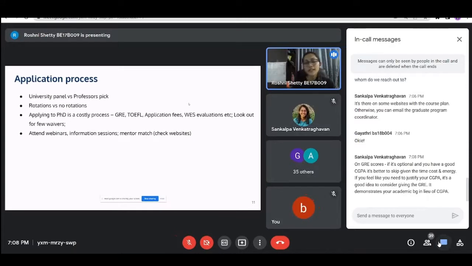So he or she can tell you more about the application process and some things which are very specific to the university. This is also very useful. So all of this, you need to do your research very well.